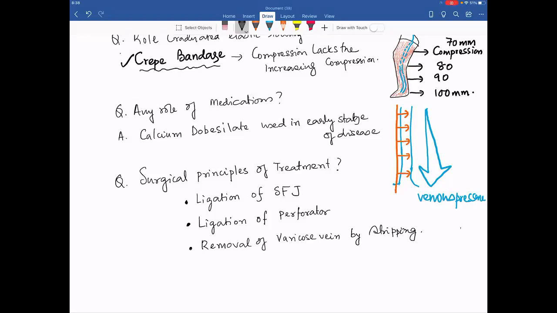So these are the 3 principles of treatment. Ligation of SFJ and this. Next question. What is the name of the operation that is done in a varicose vein? So the name of the operation is called Trendelenburg operation. Okay, that's it. Very good. Trendelenburg operation.